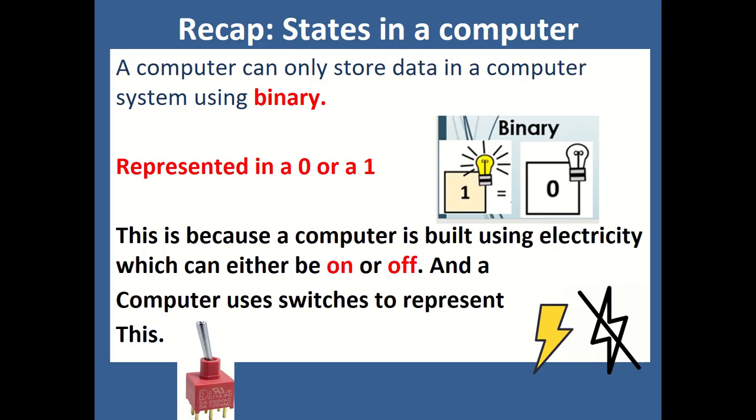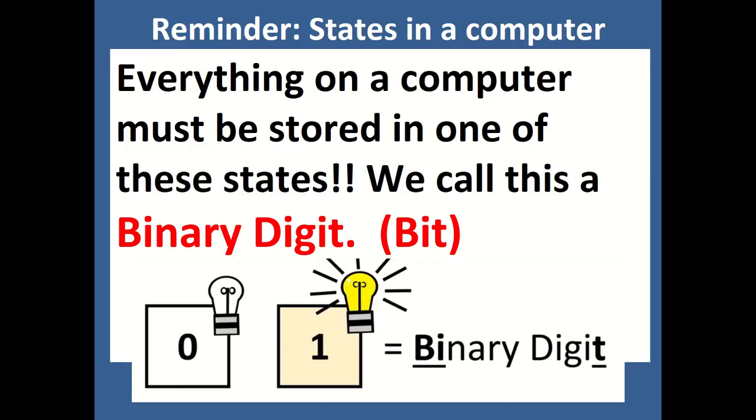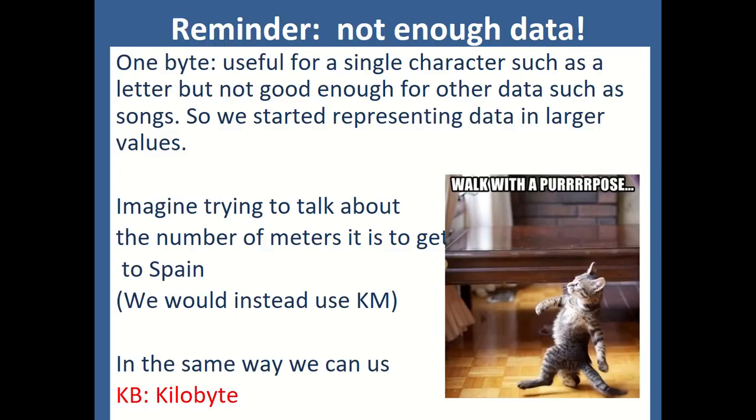Just to recap, remember that binary and a computer can only store data in zeros and ones. This is because a computer is built of either ons and offs, which we represent by zeros and ones. Think of it like lots of switches. And everything on a computer is stored in a binary digit, a bit.